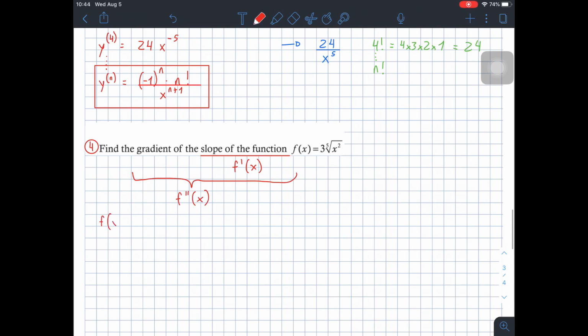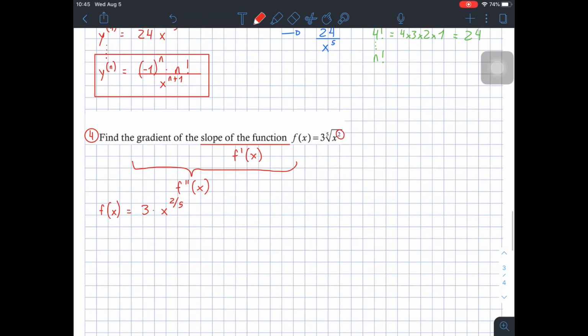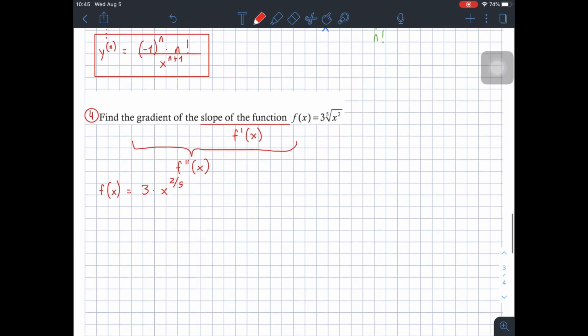Okay, so I'm going to write f of x equals, and I'm going to rewrite it as 3 times x to the power of 2 over 5. If we write the radical in exponent form, it's that way. The exponent inside the radical is in the numerator, and the index of the radical is in the denominator. Okay, so we find the first derivative of this. The first derivative would be 3 times 2 over 5 times x to the power of 1 minus 2 over 5, that's negative 3 over 5. Okay, so we see if we can simplify something. We cannot simplify, so we're going to multiply 3 times 2, that's 6. 6 over 5 times x to the power of negative 3 over 5.